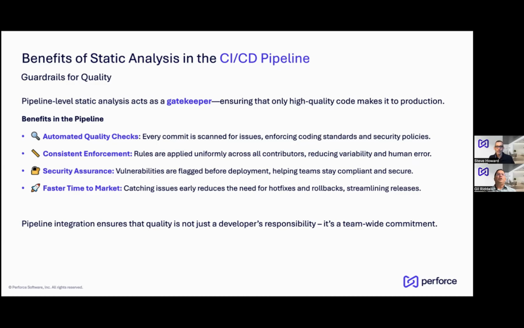There's no room for human error in there. It's being consistently enforced. There's security assurance, so vulnerabilities are flagged before they're deployed. It helps the team stay compliant and secure. And then faster time to market, which we've talked about a bit already: you're catching these issues early, and that helps to reduce the need for any hot fixes or rollbacks in the future.